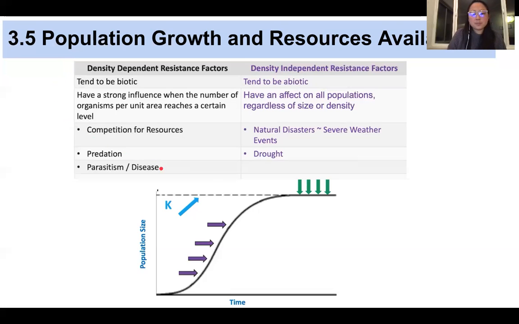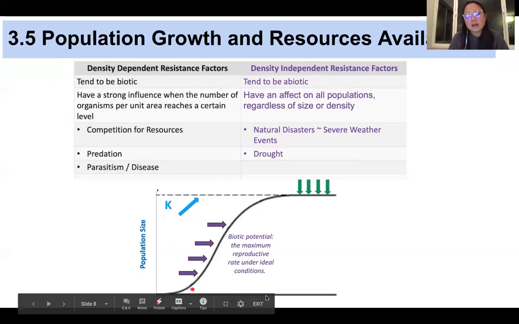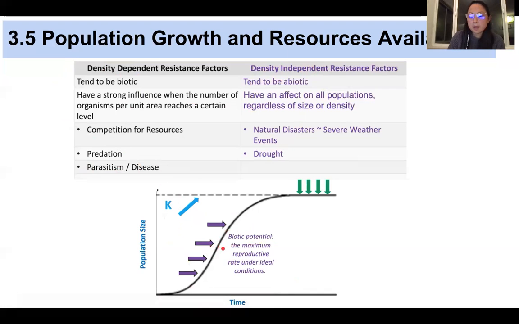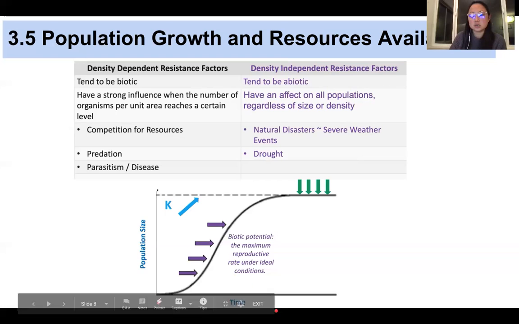Okay, so density dependent and density independent are just ways that a population is influenced. If we look at this graph here, there are a couple of other things they want you to know. There's a term called biotic potential, which is the maximum reproductive rate under ideal conditions. Meaning, in ideal conditions, what is the maximum number of offspring that a duck can have, right? That's the highest biotic potential.